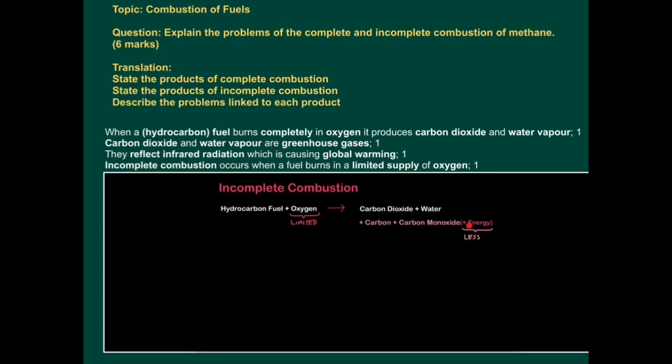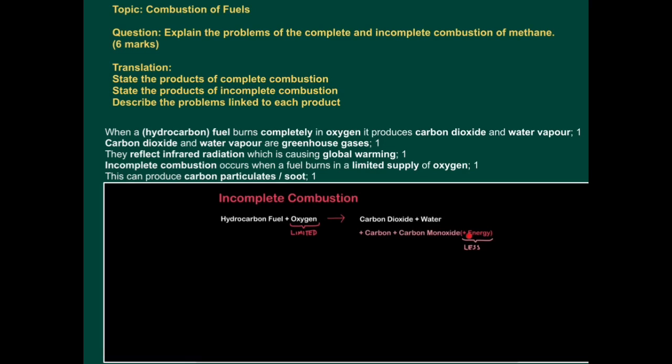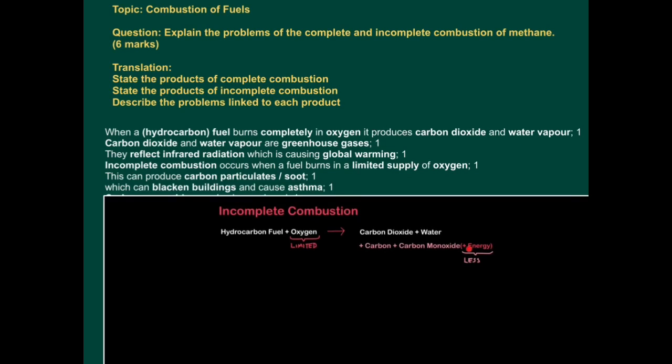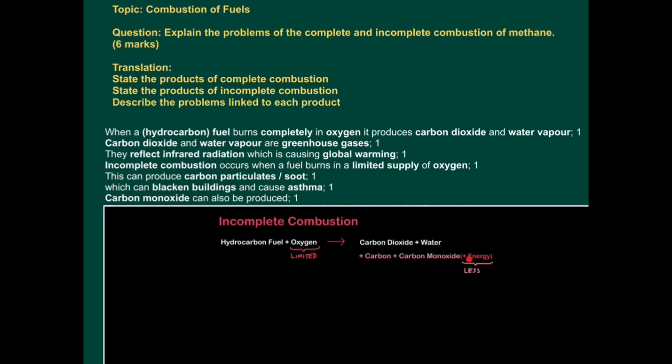Incomplete combustion occurs when a fuel burns in a limited supply of oxygen, so the fuel cannot be completely broken down by oxygen. This can produce carbon particulates or soot, which can blacken buildings and make them look dirty, and also it can aggravate or cause asthma. Sometimes incomplete combustion can also produce carbon monoxide.